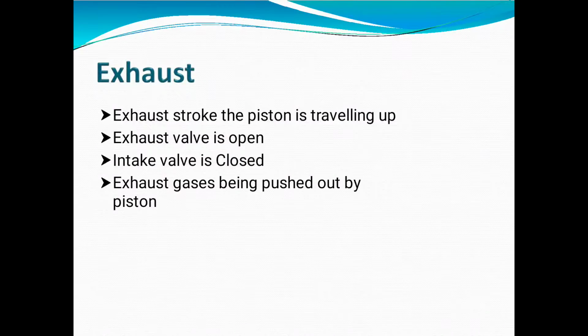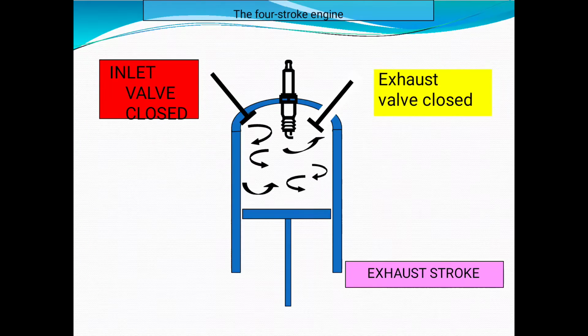So the last one is the exhaust stroke. During the exhaust stroke, the piston is traveling up, the exhaust hole is open, the intake hole is closed, and exhaust gases are pushed out by the piston. So here is the diagrammatical representation. The inlet hole is closed, the exhaust hole is open. Sorry, here I have written closed, but actually the exhaust hole is open. These are the gases produced during the power stroke. We need to transfer them to the atmosphere during the exhaust stroke. Okay, thank you.